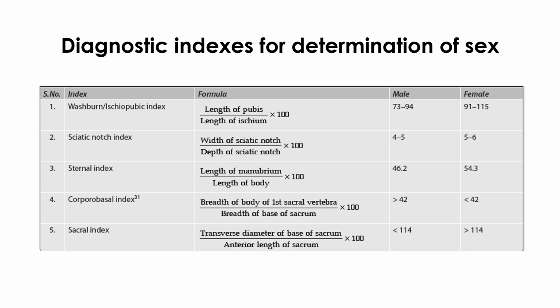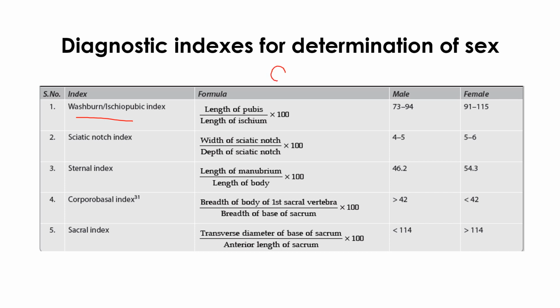Diagnostic indexes for determination of sex. We can see some basic formulas, and they are asked many times in UGC NET as well. The ischiopubic index is measured using the parameters of the length of the pubis and the length of the ischium.